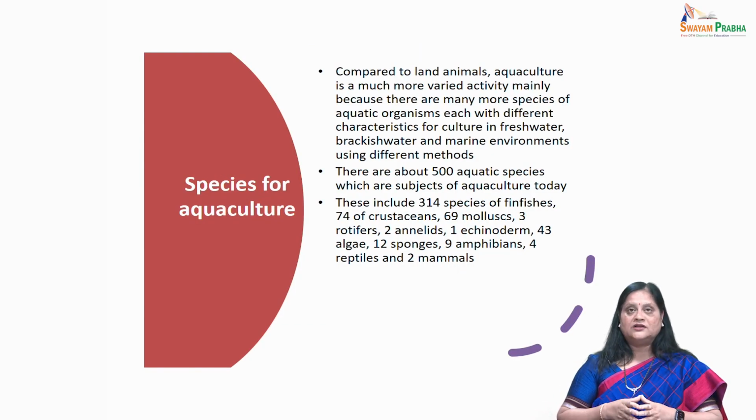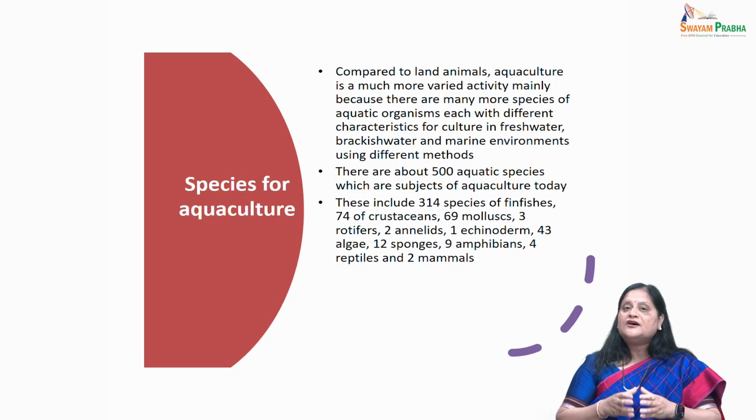Species for aquaculture. Compared to land animals, aquaculture is a much more varied activity, mainly because there are many more species of aquatic organisms, each with different characteristics for culture in freshwater, brackish water and marine environments using different methods.